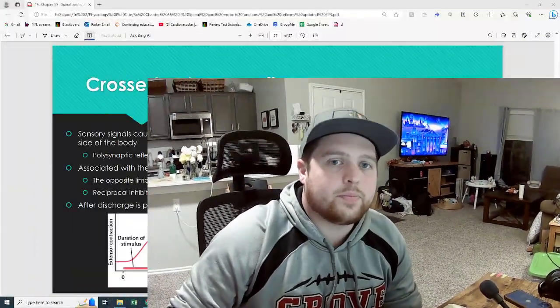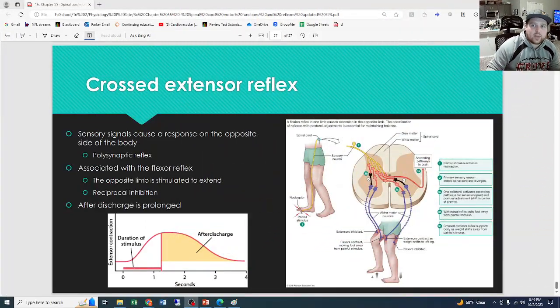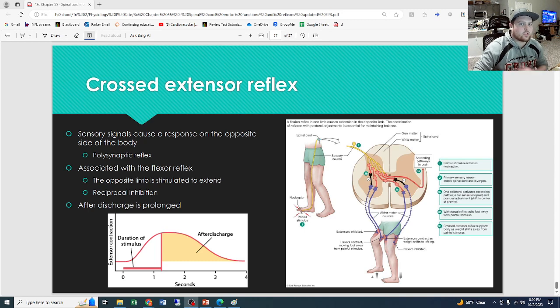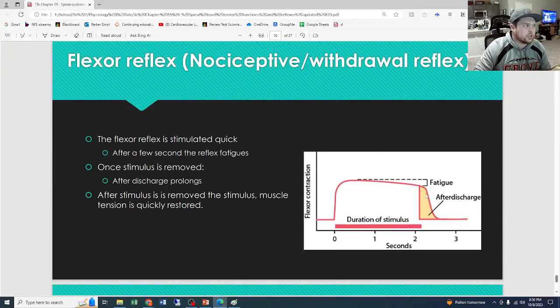It helps us get away from that painful stimulus. And that's the crossed extensor reflex. Another polysynaptic reflex, meaning that there are interneurons involved. It is associated with the flexor reflex, where the opposite limb is stimulated to extend. You get reciprocal inhibition, and the after discharge is prolonged. So this one lasts a little bit longer than just the initial flexor reflex.